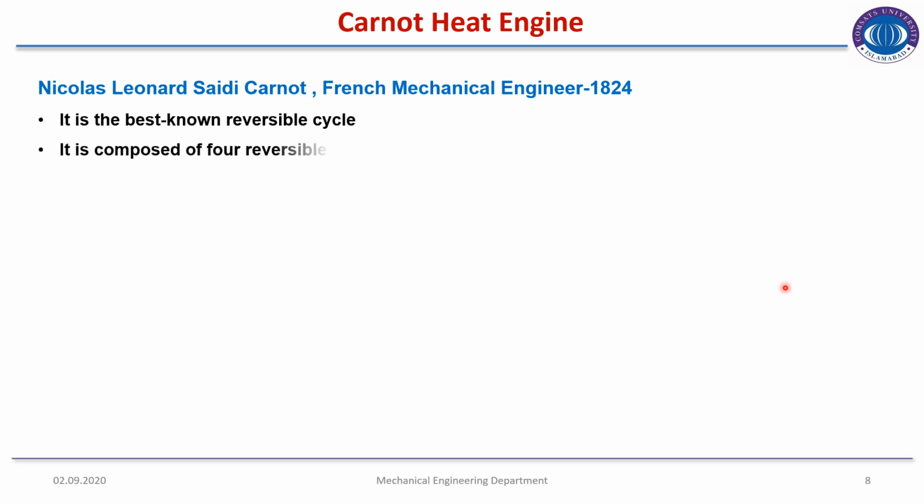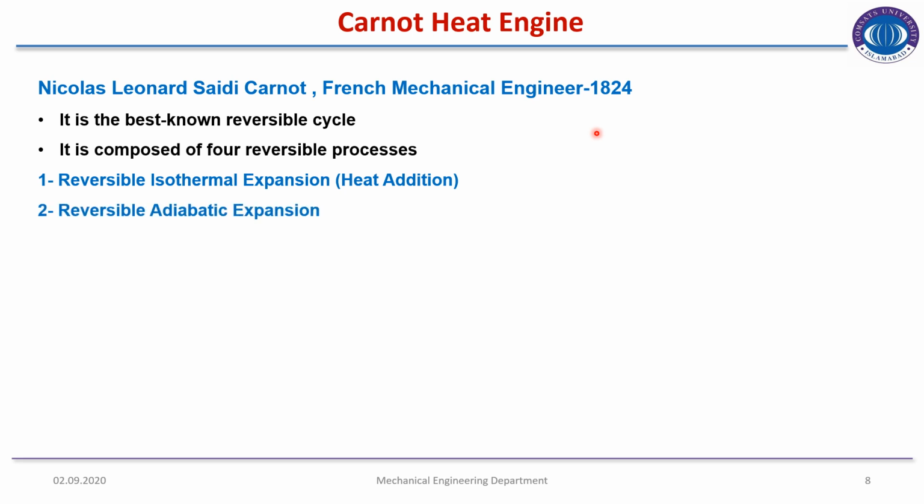So we will discuss the cycles that are involved in the Carnot heat engine. The first point is, it is the best known reversible cycle. So the Carnot heat engine is a reversible cycle heat engine. It is composed of 4 reversible processes. Process 1 is reversible isothermal expansion, in which we add heat. So it is written as heat addition.